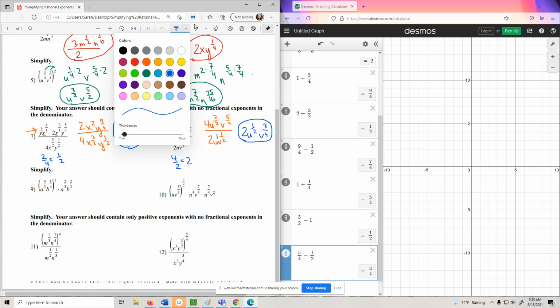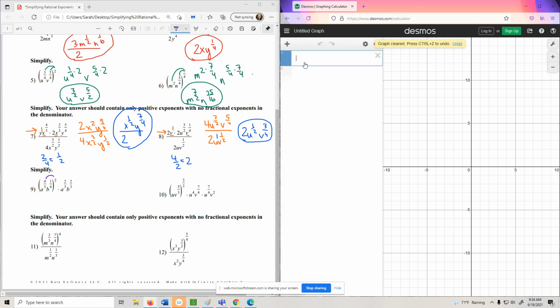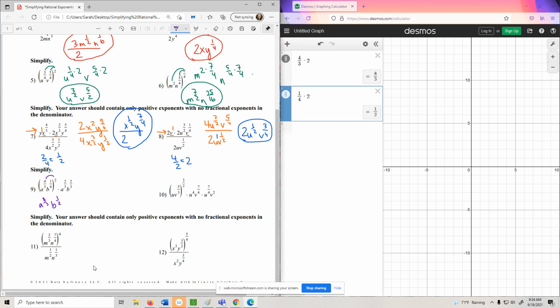9 and 10, like many other things in math, if we have parentheses, we're going to start there. So we're going to start by using our power rule here. So I'm going to get rid of all these just so we can see things better. So for a, 4 over 3 times 2, 8 over 3. For b, 1/4 times 2 is 1/2. And then I haven't messed with this other part here, so I'm just going to bring that along and not change anything with it yet.